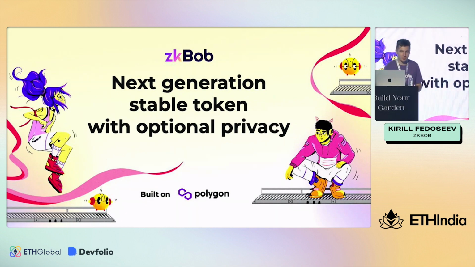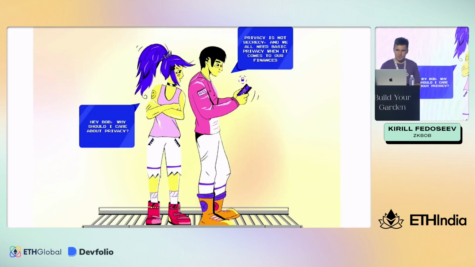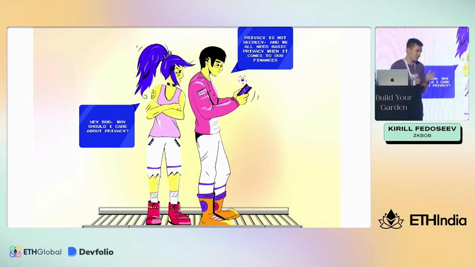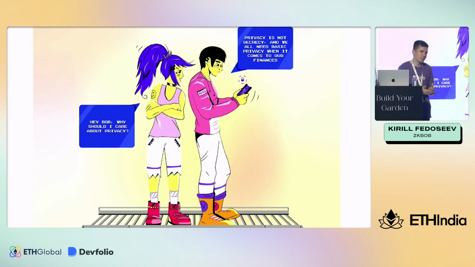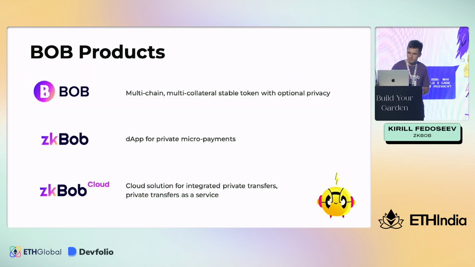So today we're going to talk about next generation stablecoin with optional privacy. We'll start with a brief introduction to our project, why privacy is important, what we are trying to build, and what's on our roadmap. Then we'll talk about the task we prepared for the hackathon, what ideas you can use for hacking something together with us, and in the end we'll have a small live demo of the API we're proposing you use during the hackathon.